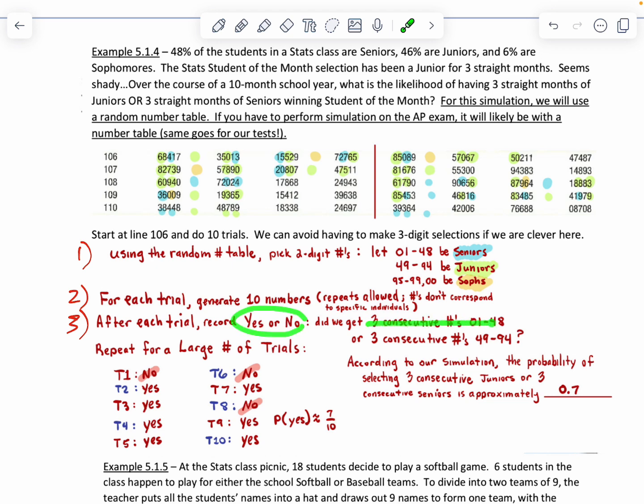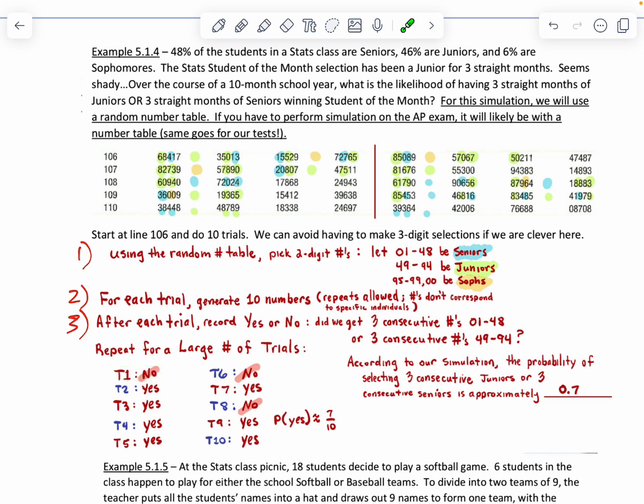Do we have 3 juniors in a row or 3 seniors in a row? I think I said that backwards. 3 seniors in a row or 3 juniors in a row, yes or no? For this first trial right here, I do not have 3 green dots in a row, and I also do not have 3 blue dots in a row. That's why I said no.